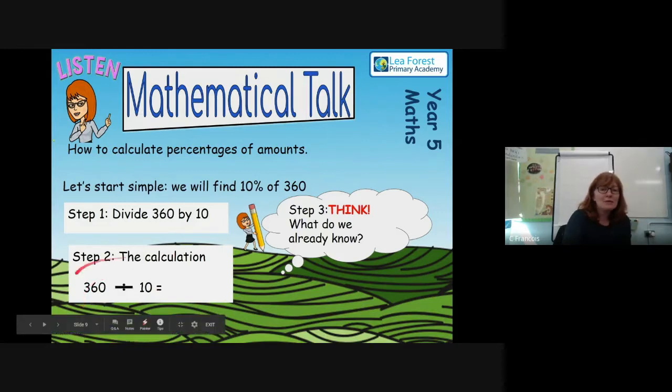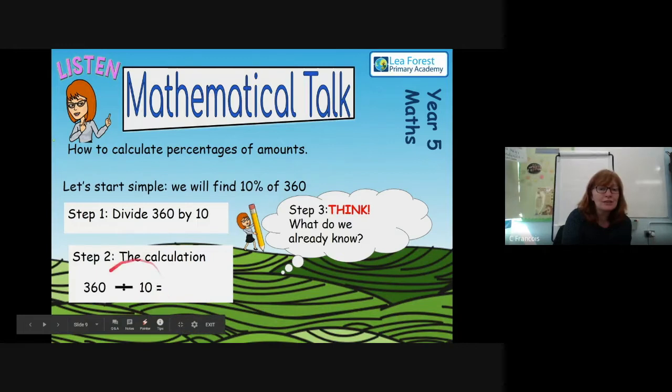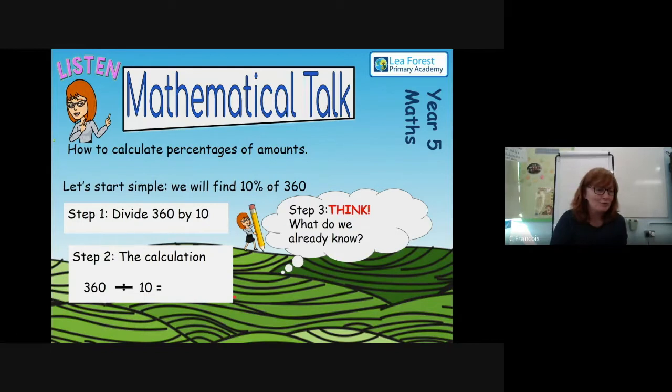What do we know? Tell me the clues here. What do we already know? What have we learned? Big clue here. We could use the bus shelter method. We did learn about short division. Some of that is correct. But what about this calculation here? What did we specifically spend our whole live lesson learning about?